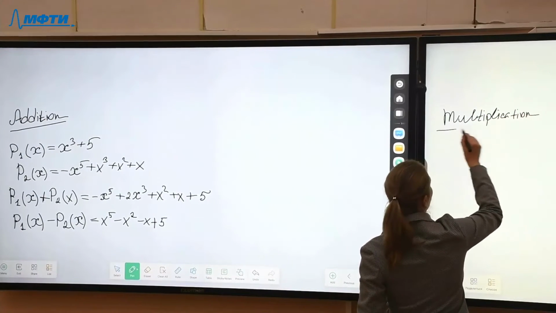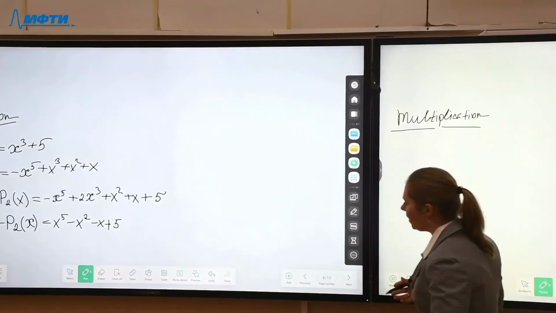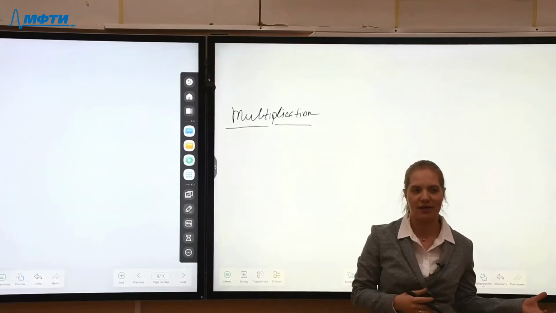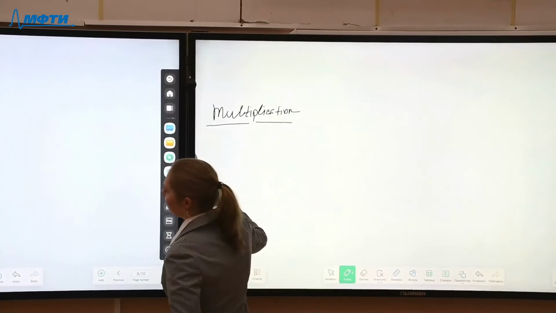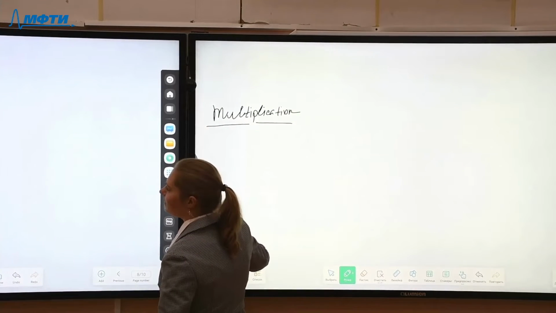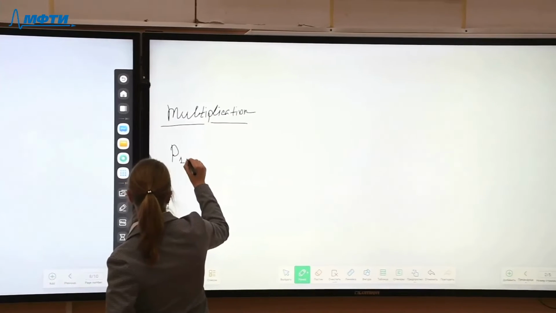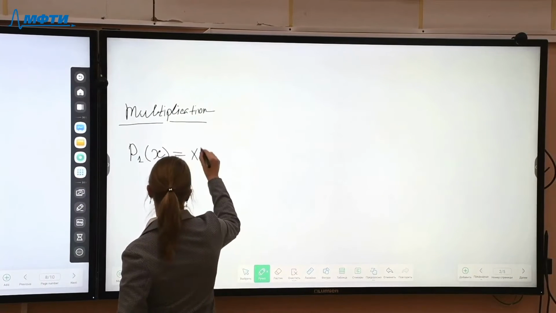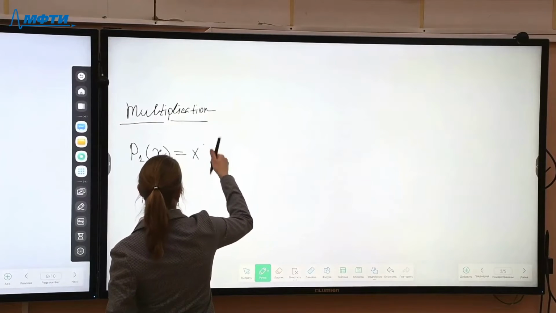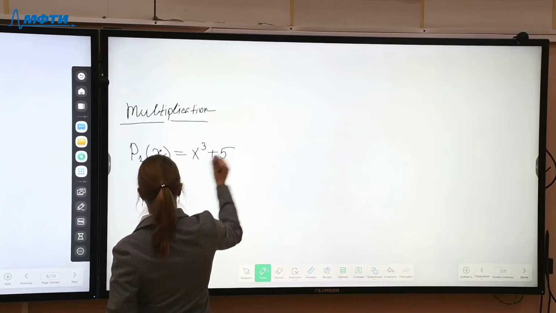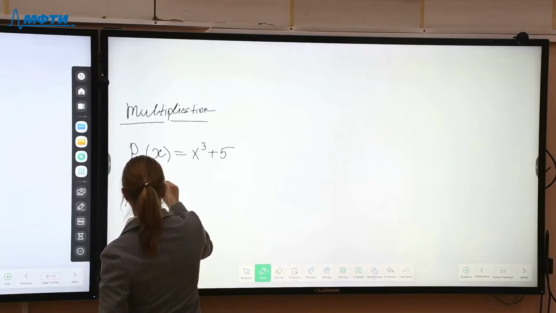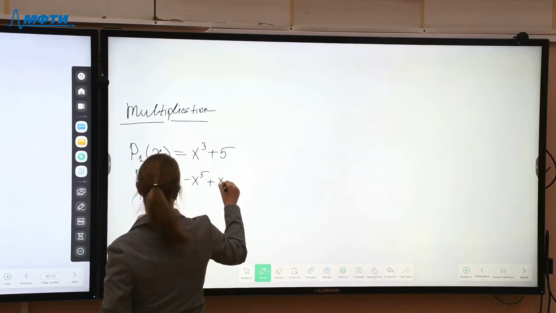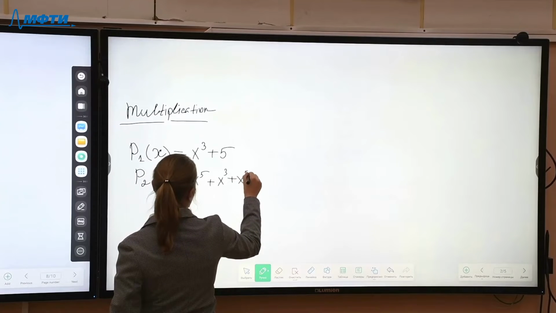And when we multiply two polynomials, we need to multiply each term of the first polynomial by each term of the second one. So, again, maybe let's take the same polynomials. P1 of x is x cubed plus 5. And P2 of x is minus x to the power of 5 plus x cubed plus x squared plus x.